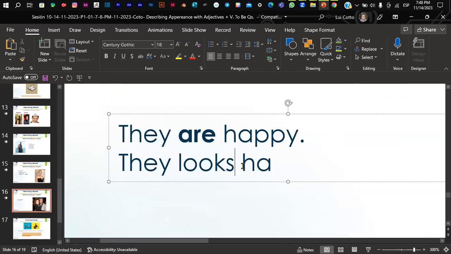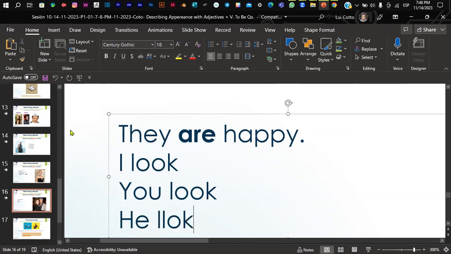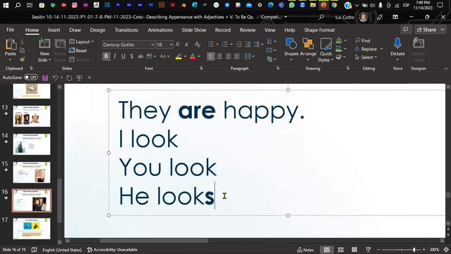They look. Ah, the letter S. No. Guys, when we study simple present, we are gonna check that. Cuando veamos simple present, vamos a ver. I look. Next, you. You look. No problem. But with he, the verb changes. Verbo cambia. Looks. Why, teacher? Simple present. Después se ve eso.